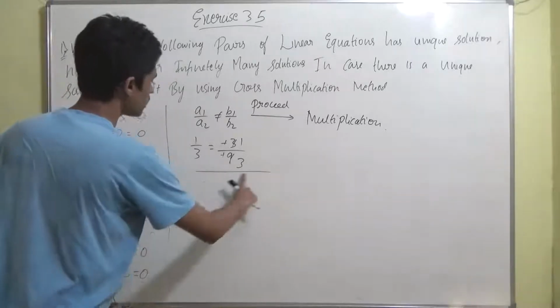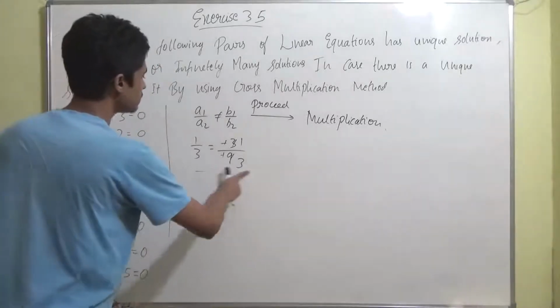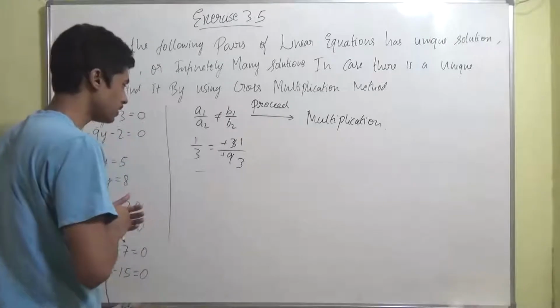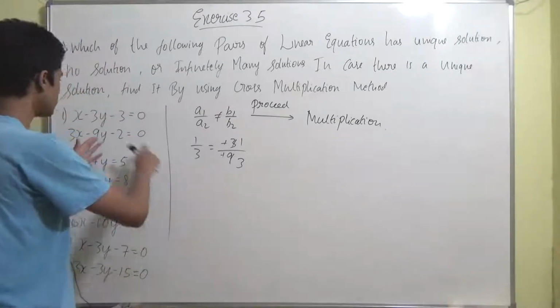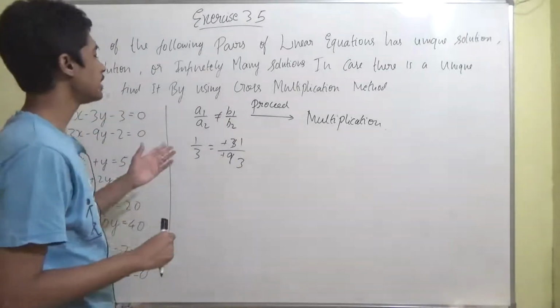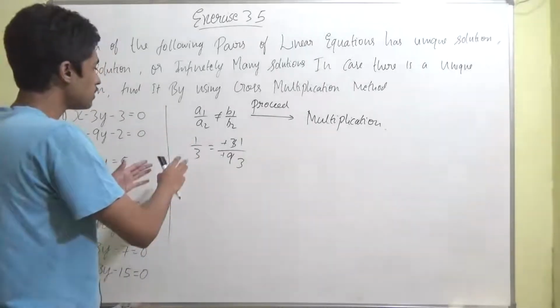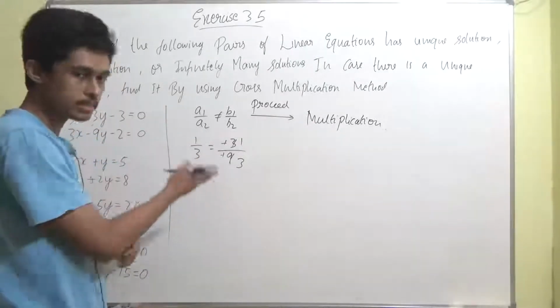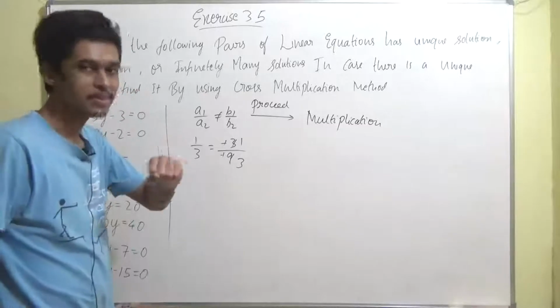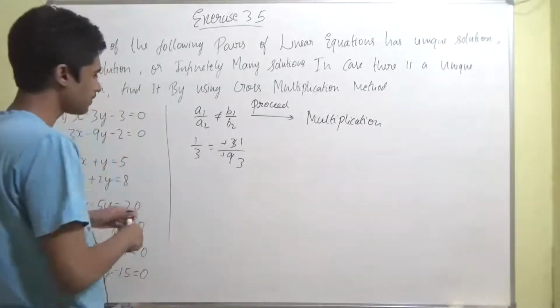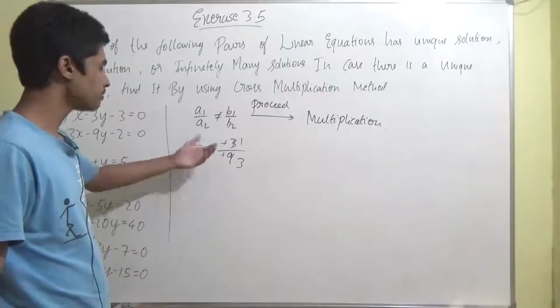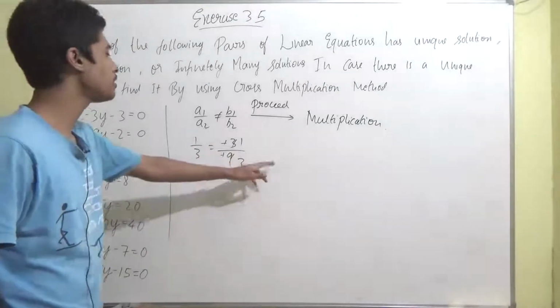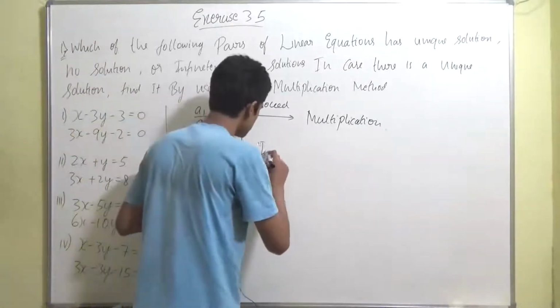So we can now go to the second sub question, correct? Now you have to conclude guys, you have to also write that since a1 by a2 is not equal to b1 by b2 in the first sub question, which means it is not equal to, which means it is equal to, right? Sorry guys. So a1 by a2 is coming to be equal to b1 by b2, which means it's going to have infinitely many solutions.